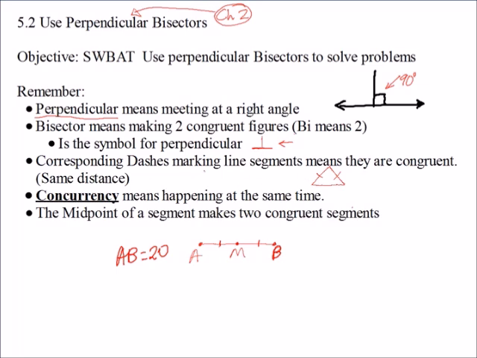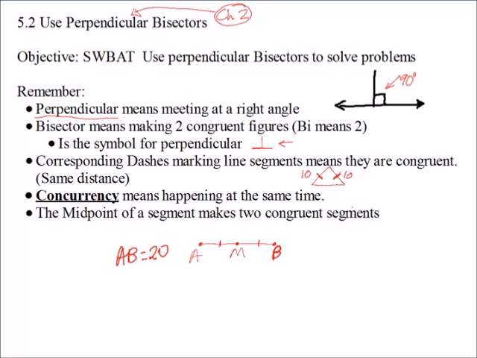Corresponding dashes that mark line segments means that they're congruent. So in this triangle, I have two dashes, okay? And if you know the measurement of one, that means you know the measurement of the other. So if this is 10, this over here has to be 10 as well. They have to be the same distance.